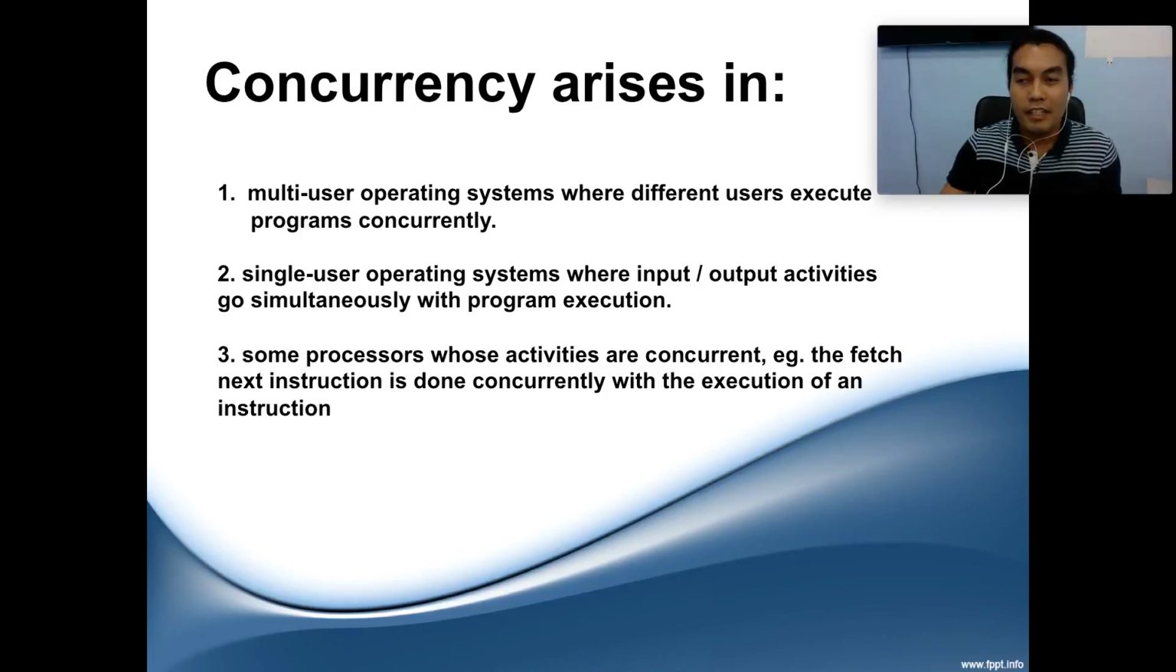Concurrency arises in multi-user operating systems where different users execute programs concurrently, in single-user operating systems where input or output activities go simultaneously with program execution, and in some processors whose activities are concurrent. Example, the fetch of the next instruction is done concurrently with the execution of an instruction.